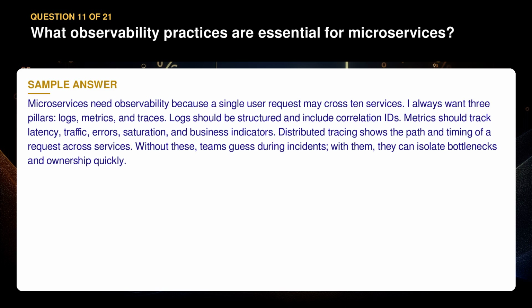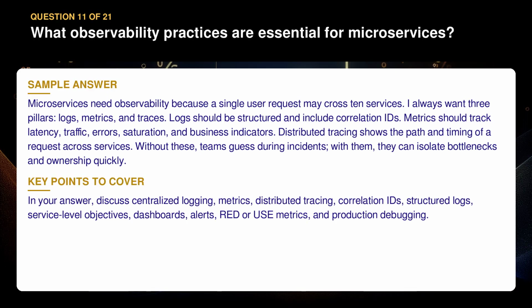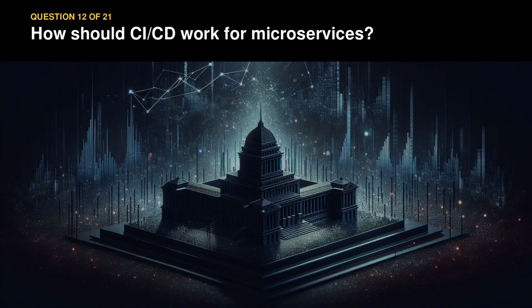Without these, teams guess during incidents. With them, they can isolate bottlenecks and ownership quickly. In your answer, discuss centralized logging, metrics, distributed tracing, correlation IDs, structured logs, service-level objectives, dashboards, alerts, RED or USE metrics, and production debugging.